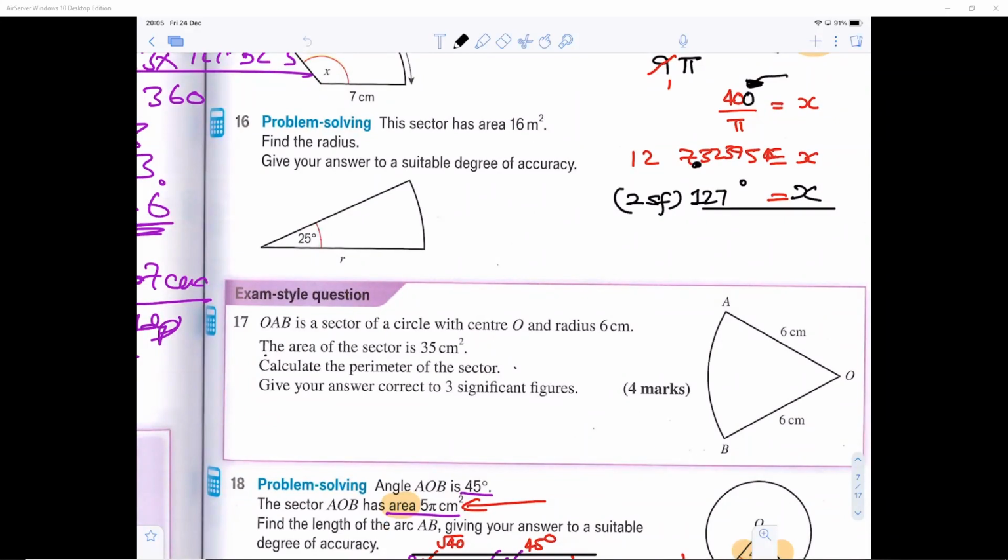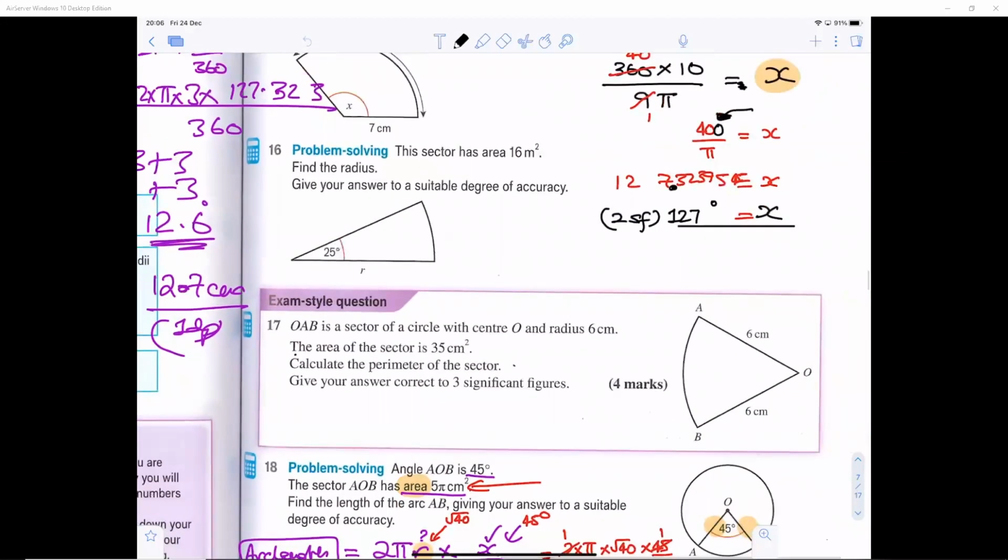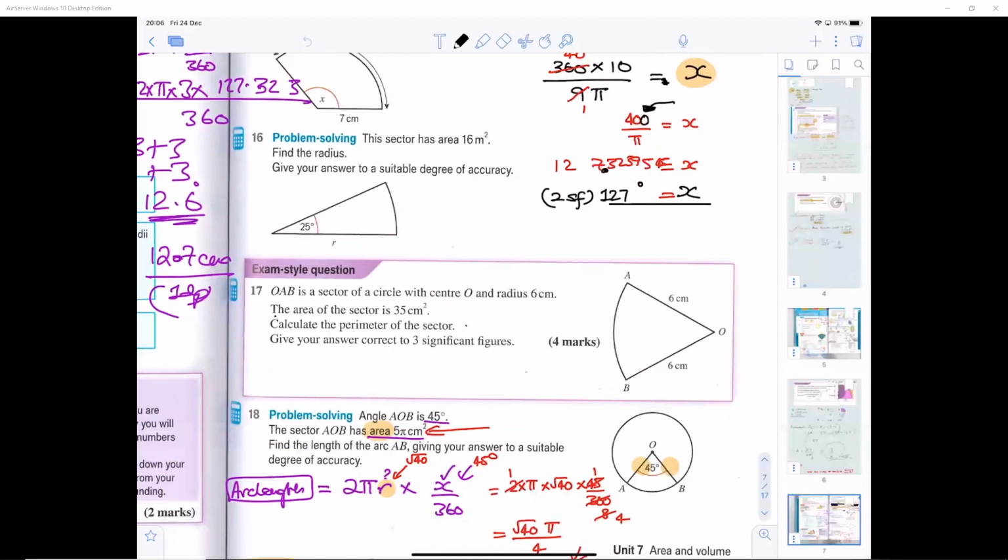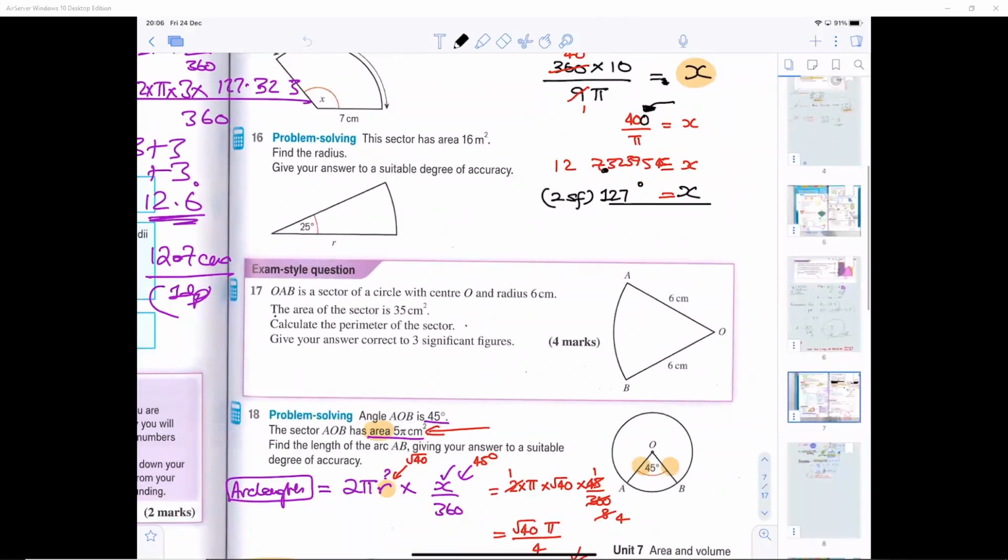Go. You try to get the angle. That sounds like a good idea. You're going to work out the angle first.